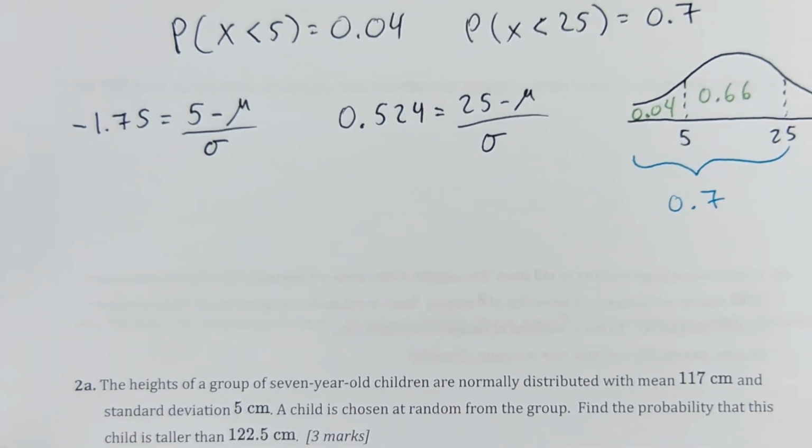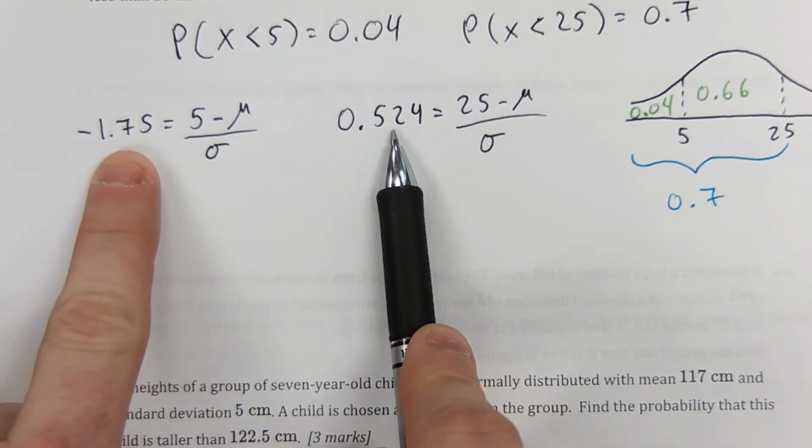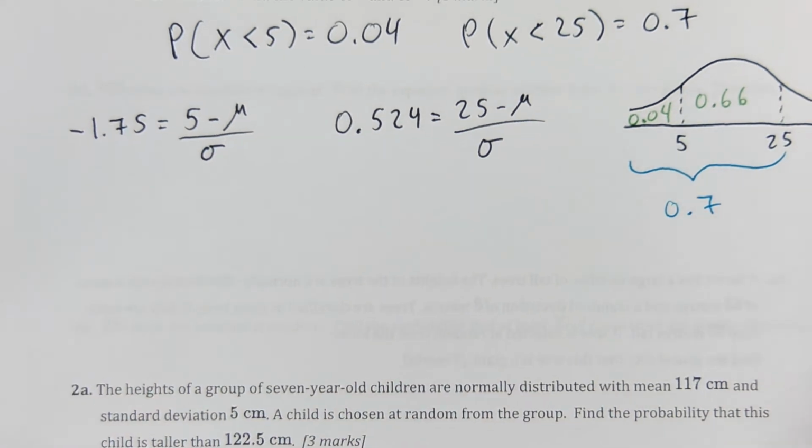2 equations, 2 unknowns. Out of curiosity, anybody with the newer operating system, does your inverse normal do a left, right, center? Yeah, I got it. It gave 2 values, like the same value. One's positive, one's negative. Did it give you these two? 0.66 was the area. I got negative 0.95 and positive 0.95.